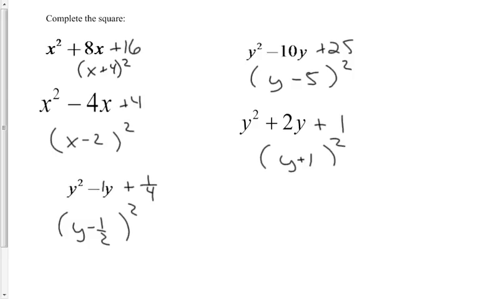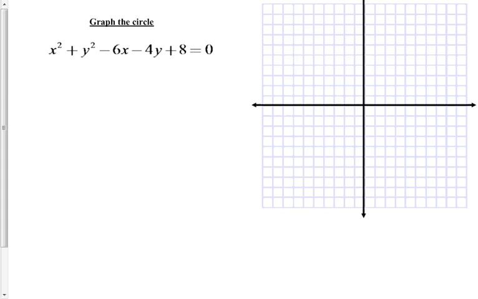Okay? So we're going to use that. We're going to go ahead, take this lovely equation here, and graph it. The only thing is graphing that circle in that form is very difficult, so we're going to put it back in the standard form. So we're going to rewrite it.